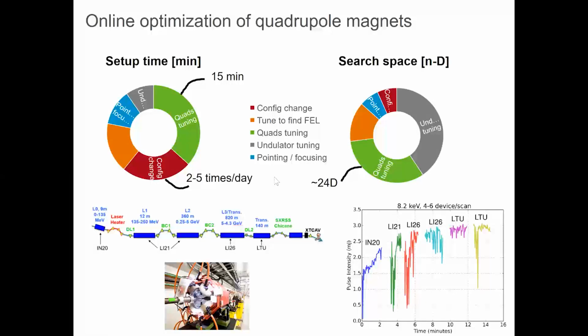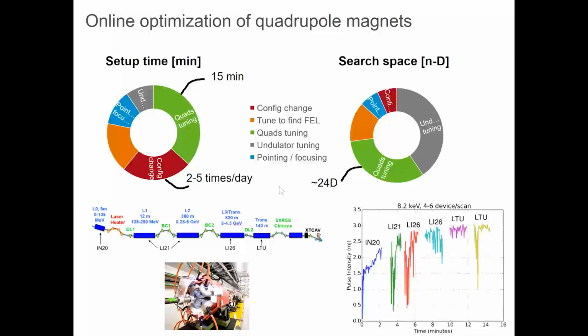And typically, specifically for the quadrupole tunings, we use the simplex algorithm, and we optimize down the Linac, starting with the upstream quads. We optimize groups of quads, as you can see here. And by optimizing down the Linac, we increase the pulse intensity of the X-ray. And it takes roughly 15 minutes, as you can see here.